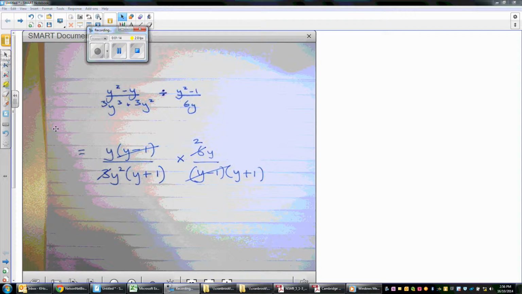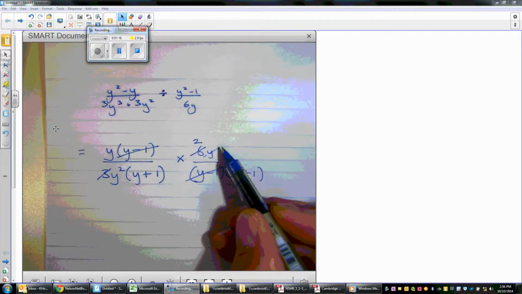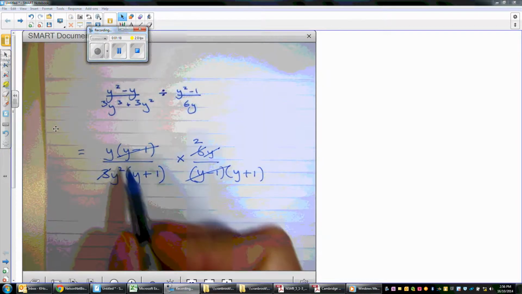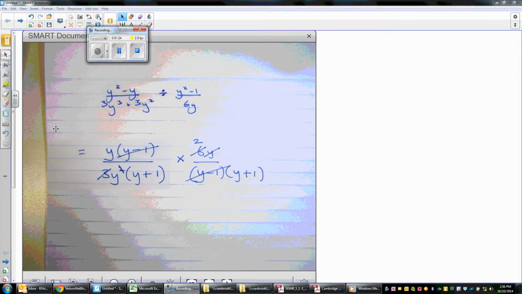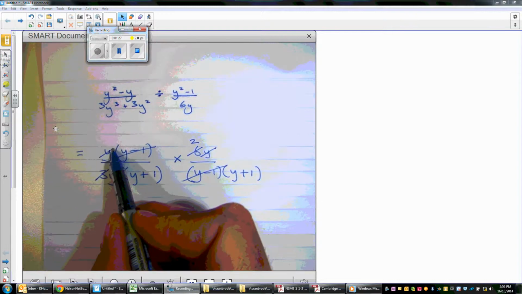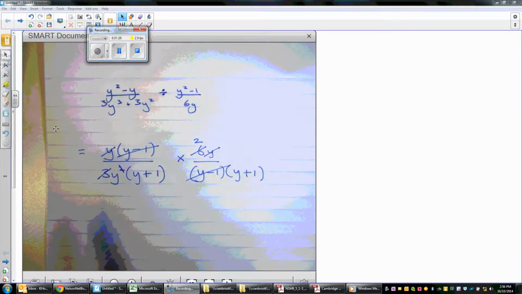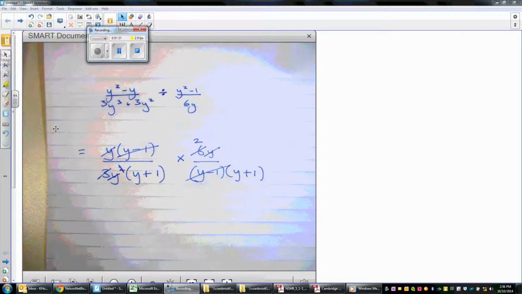What else can I do? I see that I have a y here, so I can put a line through there, and I can change this y squared to a single y just there. I look around to see if there's any other cancelling down I can do on top and bottom, and sure enough I see there's another y over here, and then there's another y on the bottom of this fraction here.